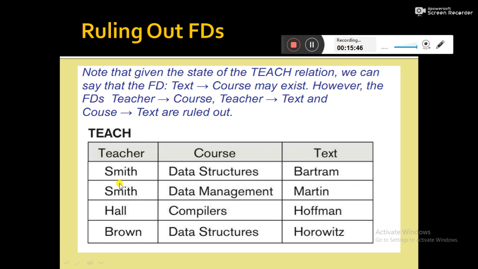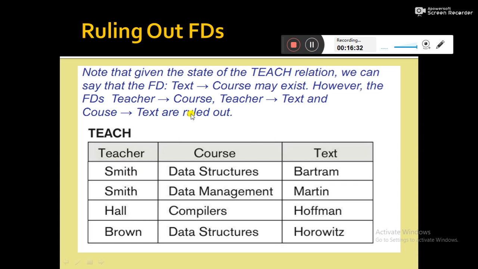Let's check another example. Teacher arrow course means course is functionally dependent on teacher. Can we say that this functional dependency holds on the relation teach? Let's check. Suppose the teacher is Smith. Are we getting a unique value of course? No, because for the teacher Smith, there are two corresponding courses: one is data structure and another one is data management. That means for a particular value of teacher Smith, we are getting multiple courses. So teacher arrow course doesn't hold. This functional dependency doesn't hold on the relation teach.